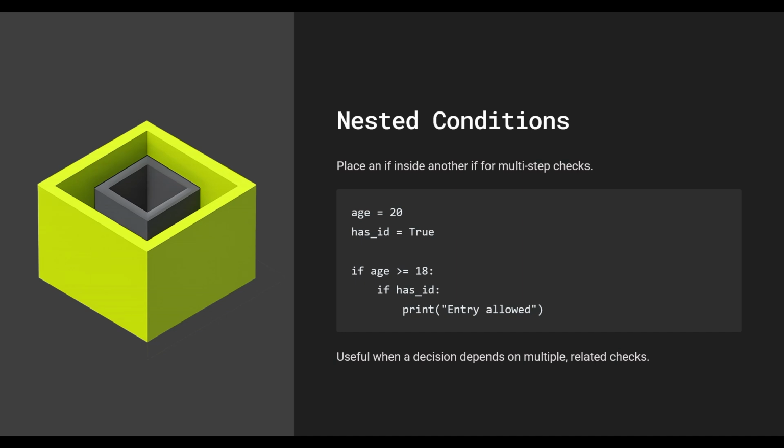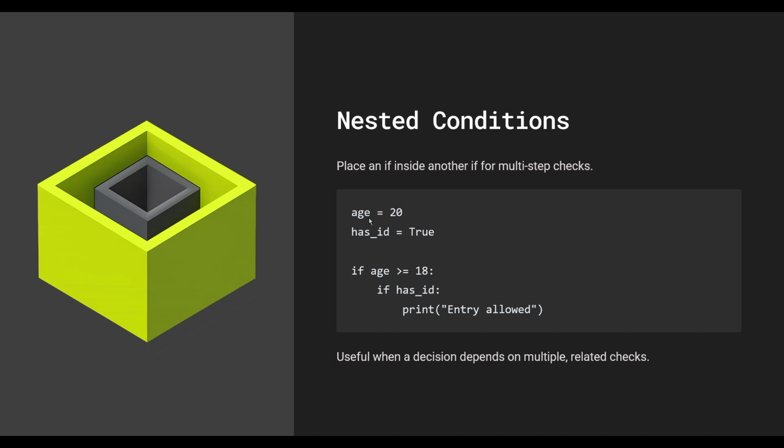In this example, we are going to see whether entry is allowed or not for students. We have age equal to 20, which is reasonable for college students, and has ID equal to true. We have already defined these two variables. Now we check if age is less than or equal to 18, and inside that condition we have another condition: if has ID, then print entry allowed. First it will check this condition, then only it will run this one.